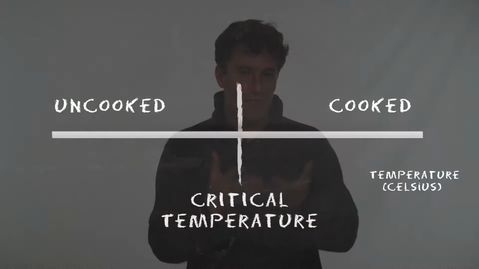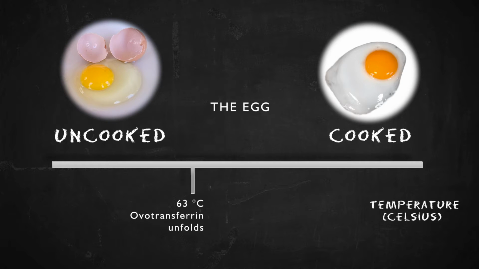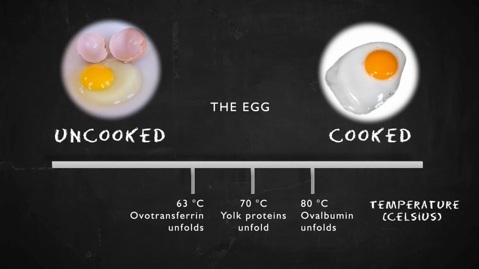Let's start with the egg. So this is the phase diagram of an egg. We've showed this to you many times. As you increase the temperature, we've told you that there are different protein components that unfold and bind to each other to form the cross-links. So now let's examine in a little bit more detail how this actually happens.